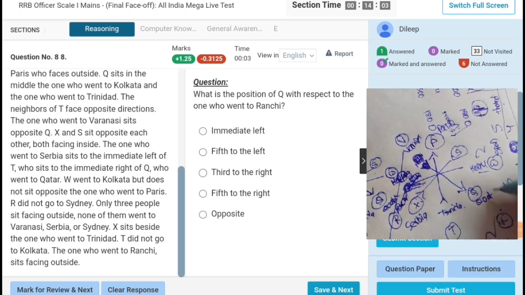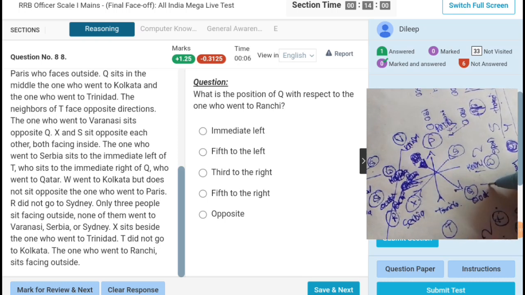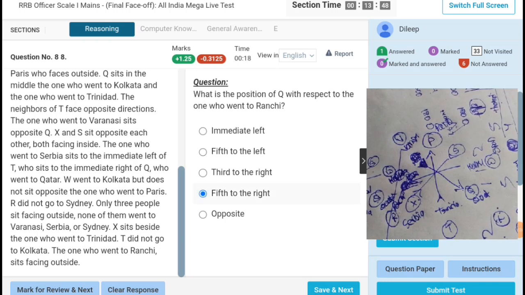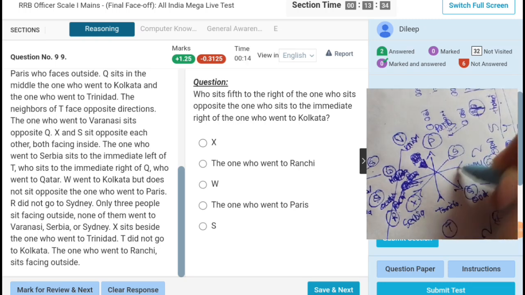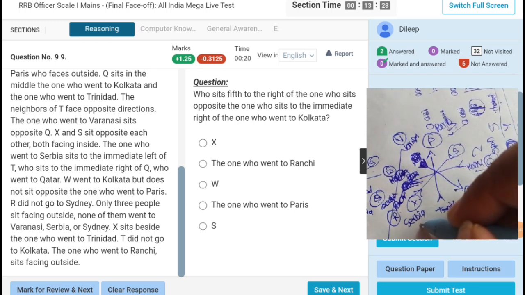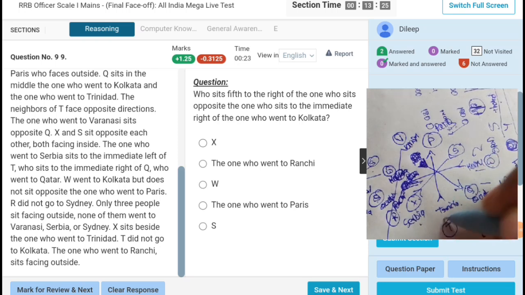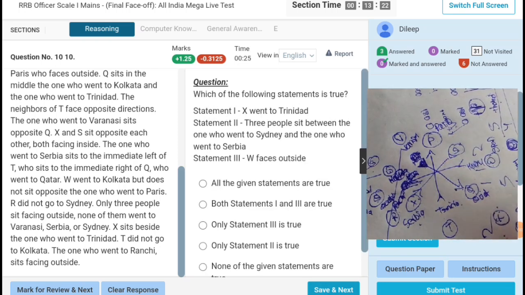What is the position of Q with respect to the Ranchi? One, two, three, third to the left, five, fifth to the right. Fifth to the right of the one who is opposite to the one who sits immediate right of Kolkata. Kolkata is who sits fifth to the right. 1, 2, 3, 4, 5, P, Paris. X is Trinidad.